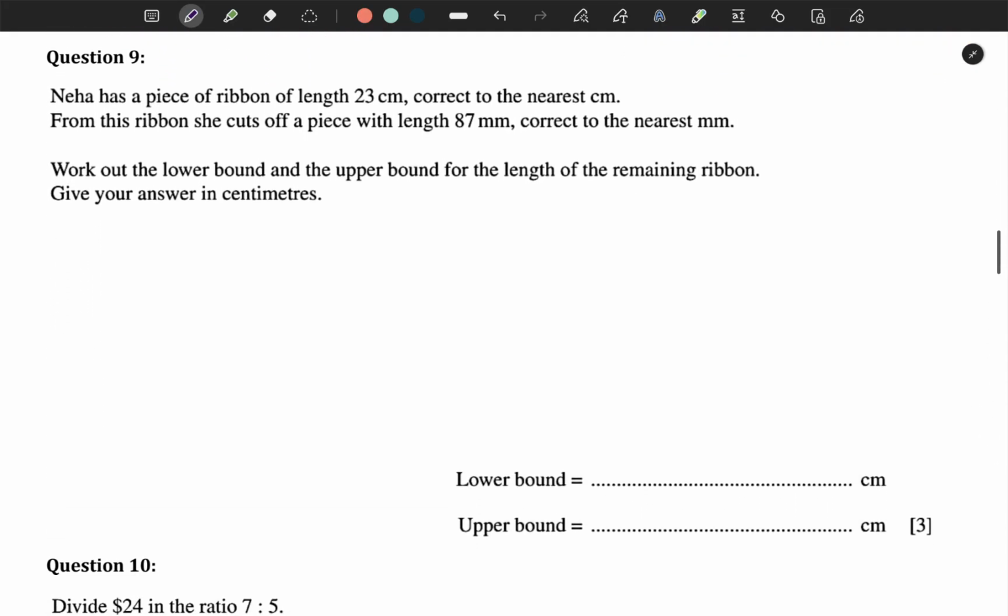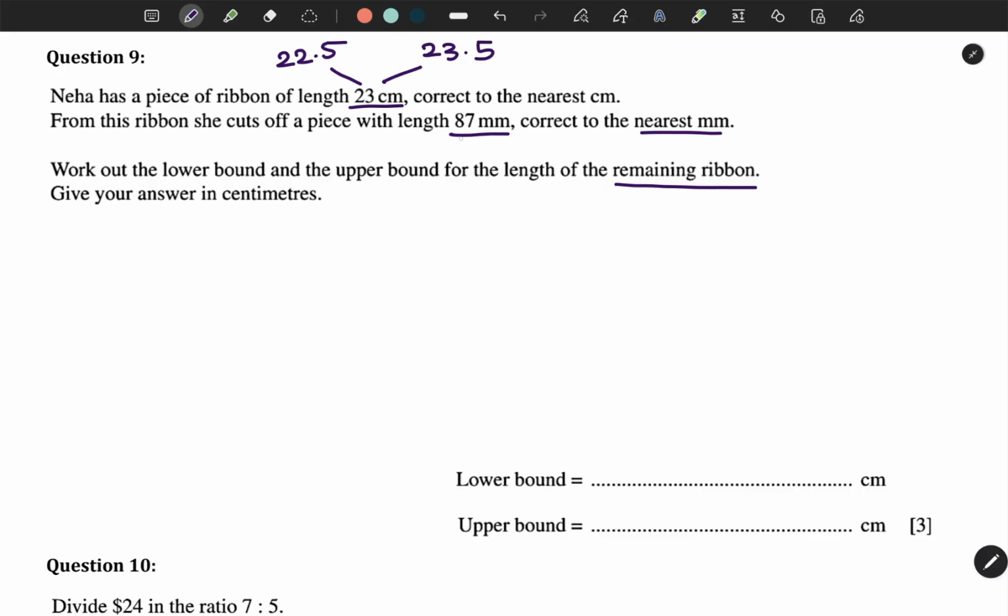Neha has a piece of ribbon of length 23 centimeters, correct to the nearest centimeter. She is cutting 87 millimeters from the given ribbon and this is to the nearest millimeter. You have to find out the remaining ribbon. Because it is a remaining ribbon, again it is a subtraction. And for subtraction, just like the previous question, we would need the lower bound of 23, which is 22.5, and the upper bound would be 23.5.